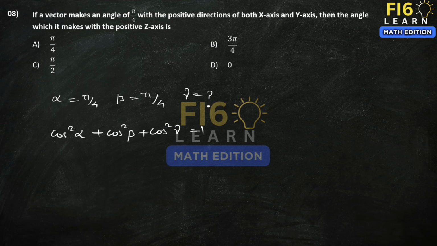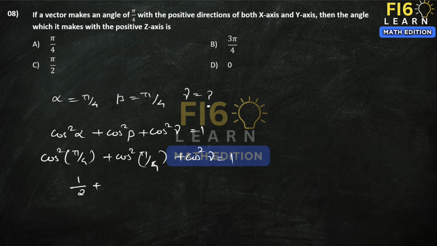So cos square alpha, that is cos square of pi by 4, plus cos square pi by 4 again, plus cos square gamma is equal to 1. We know that cos pi by 4 value is 1 by root 2. If it is squared, it will become 1 by 2. The same 1 by 2 we will get here, and cos square gamma is equal to 1. We can add them together: 1 by 2 plus 1 by 2 is 1.